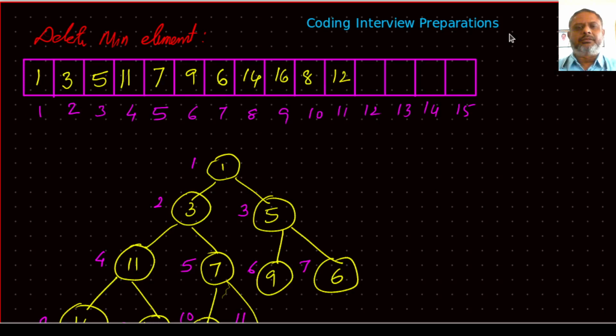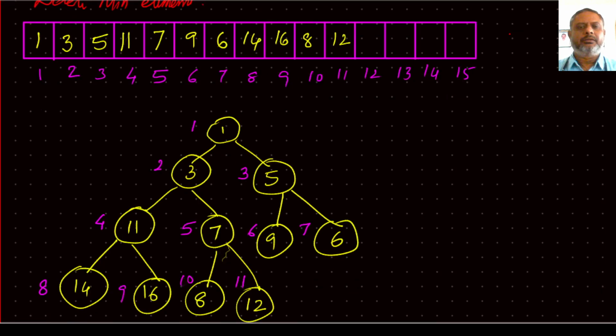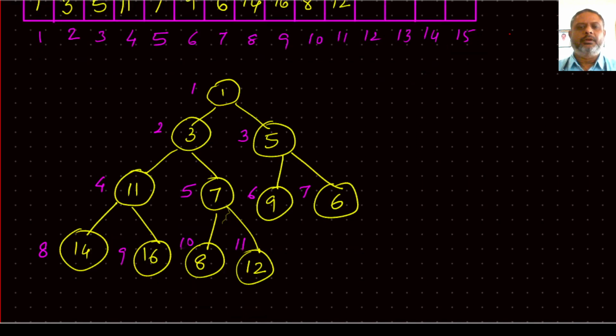Hi friends, let us see how the minimum element in the min heap can be deleted. So that's an example we have, which is shown in the list form, and below we have shown the same thing in the tree form. When we need to delete minimum, that means this node has to be deleted.